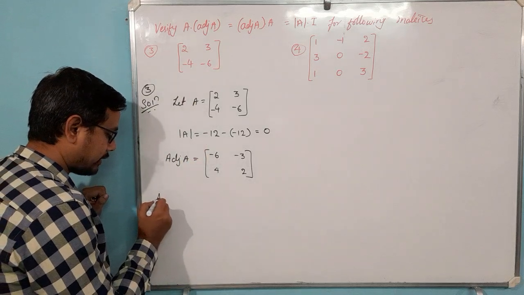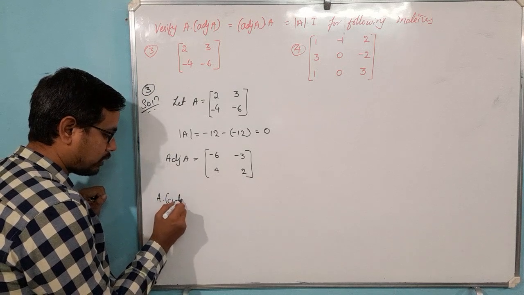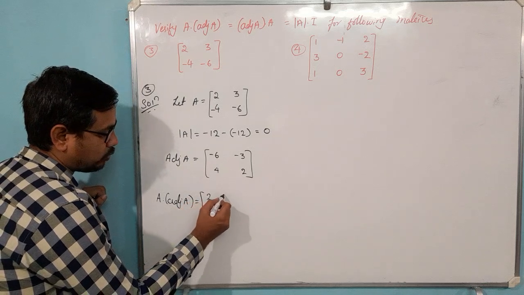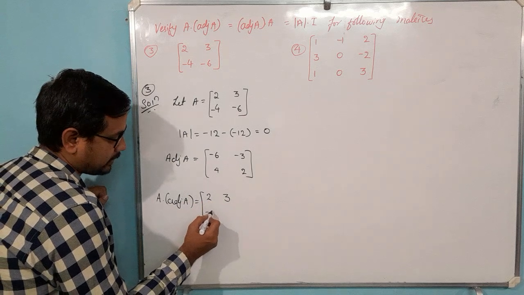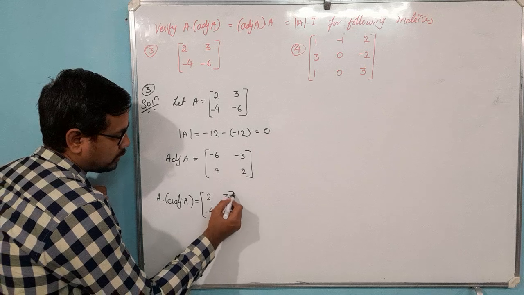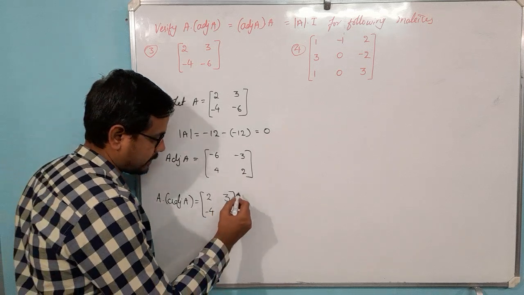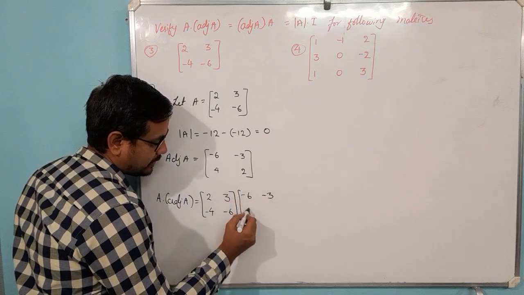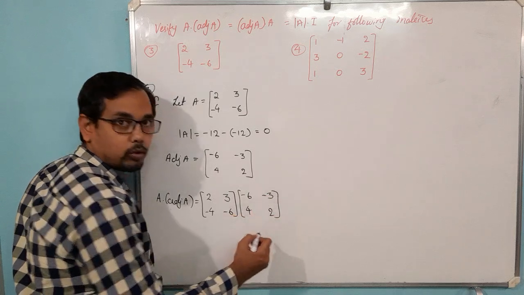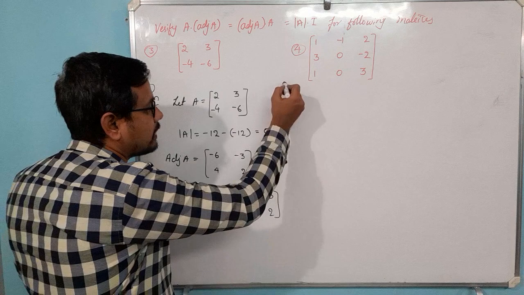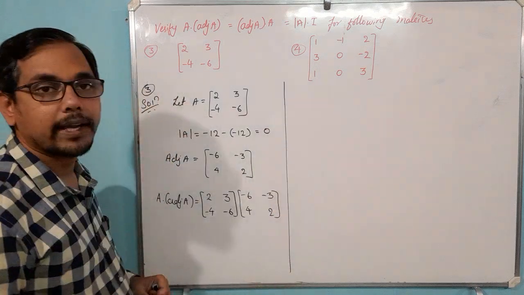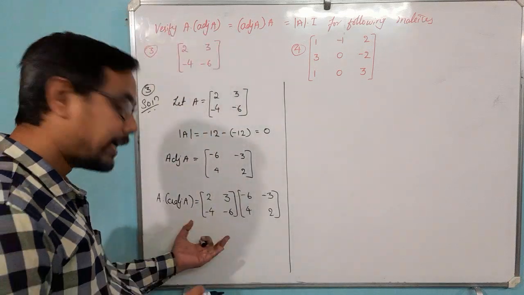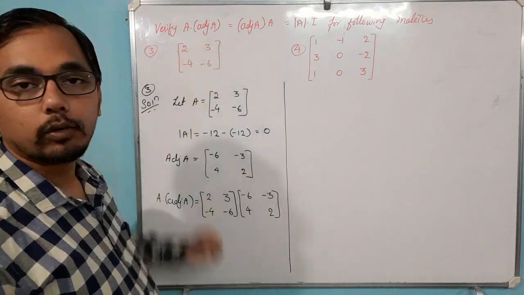A into adjoint A. A is 2, 3, minus 4, minus 6. What is adjoint of A? Minus 6, minus 3, 4, 2. So this is our adjoint of A. When we know the value of adjoint of A, then for A into adjoint of A it will be easy for us to compare the things.